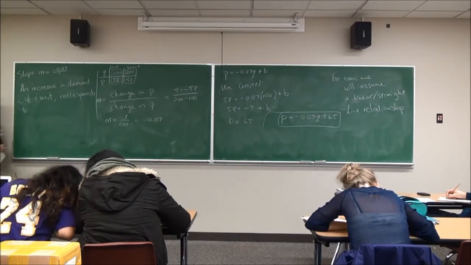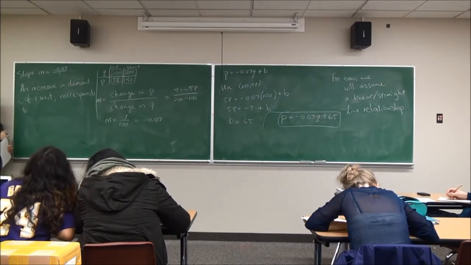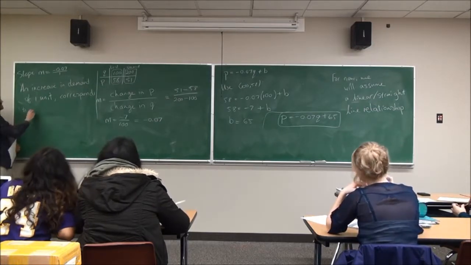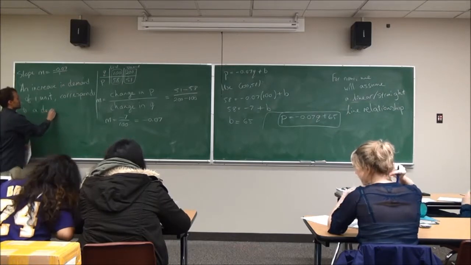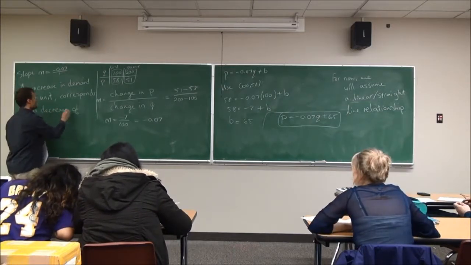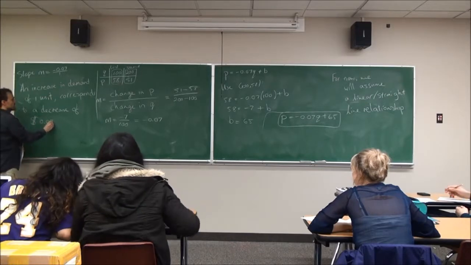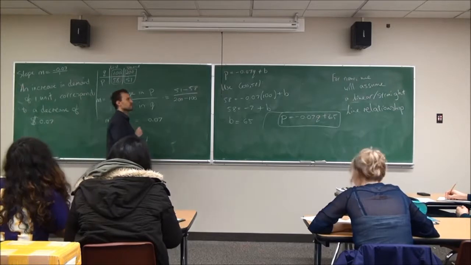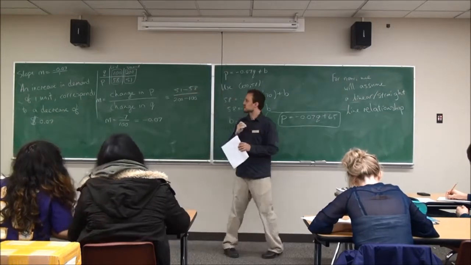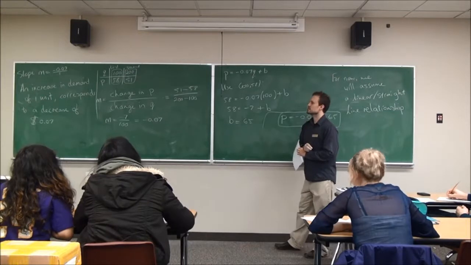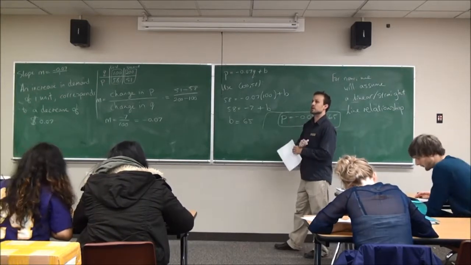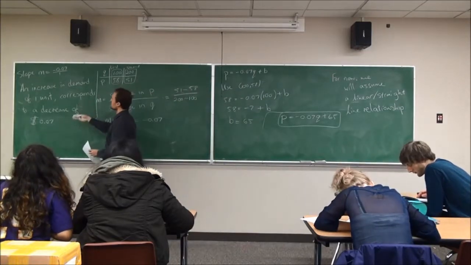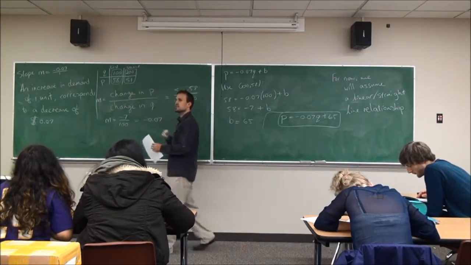If the number of units increases by 1, how does the price change? Decreases by 0.07. So a decrease of 7 cents. Another way you can see it is if I decrease the price by 7 cents, there's 1 more unit in demand, or the demand goes up by 1. So I want to be comfortable interpreting the slope in different ways, saying it in different ways.